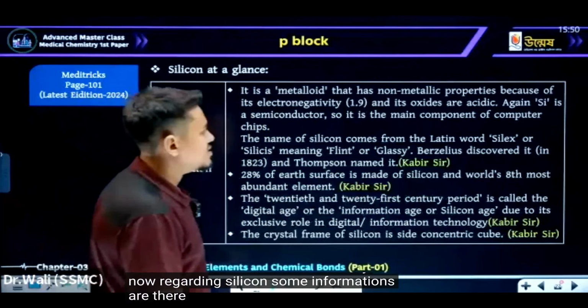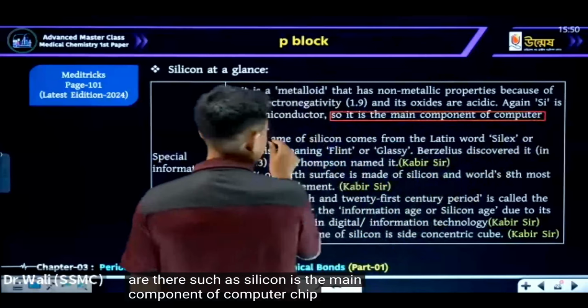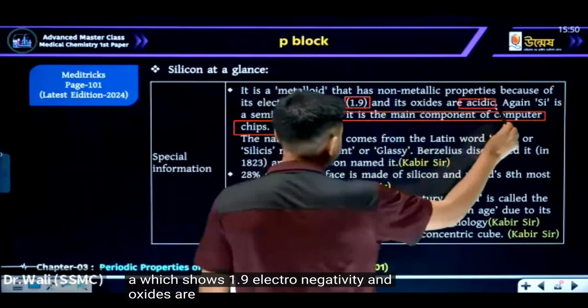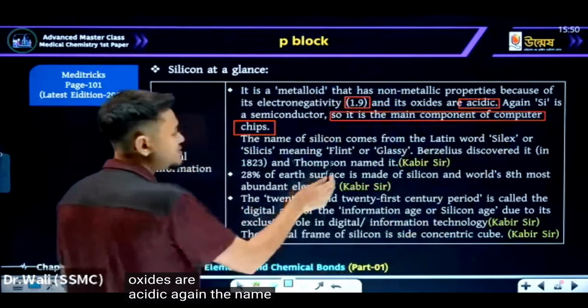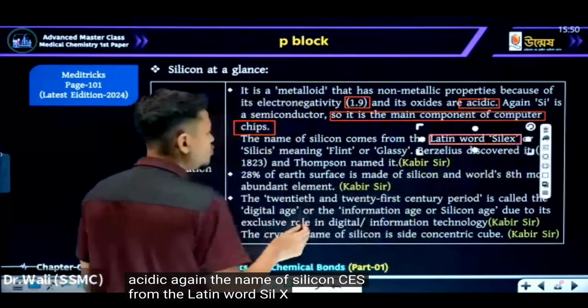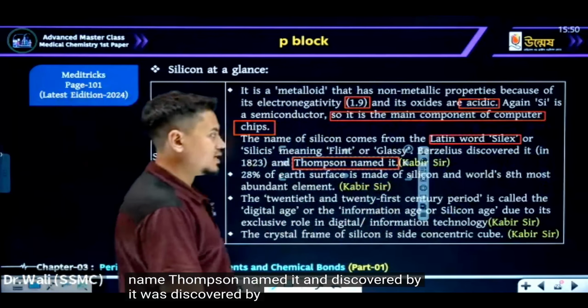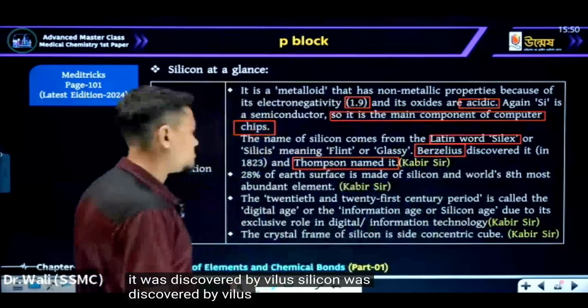Now, regarding silicon, some information is there, such as silicon is the main component of computer chips, which shows 1.9 electronegativity, and oxides are acidic. Again, the name of silicon came from the Latin word silex. Who proposed this name? Thomson named it, and it was discovered by Berzelius.